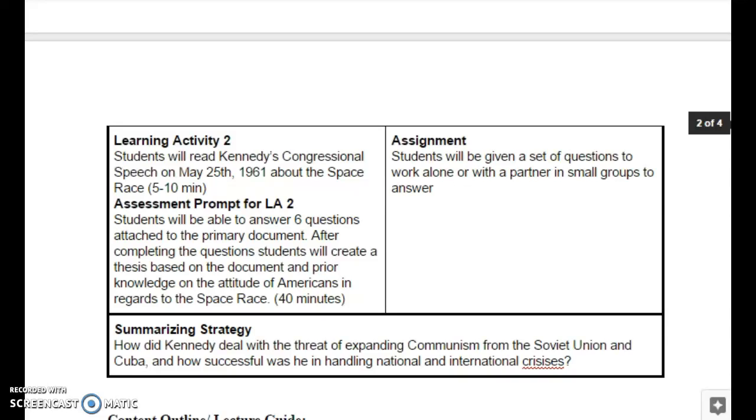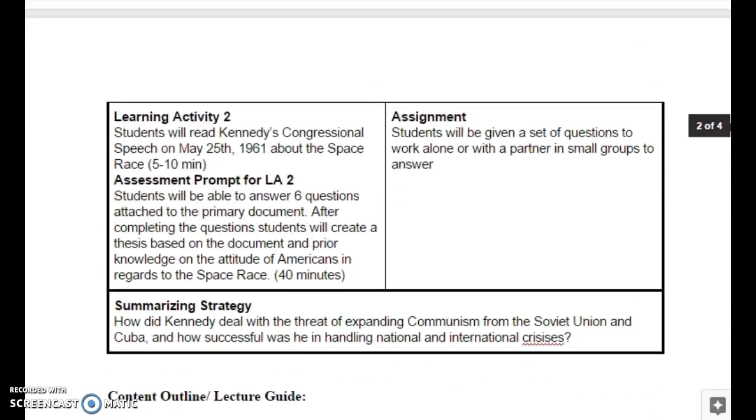After completing the questions, students will create a thesis based on the document and prior knowledge on the attitude of Americans in regards to the space race. And this is important because it's going to be helping them build their essay writing skills, as well as being able to take information that they just read, as well as information that they might have seen on the activating strategy before and the want to know, or maybe things that we've gone over in the things that other kids asked about during the discussion or the lecture.